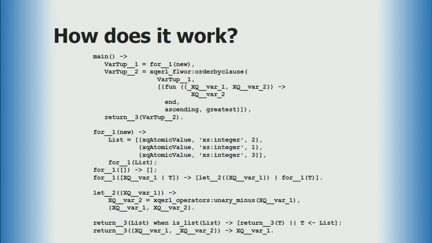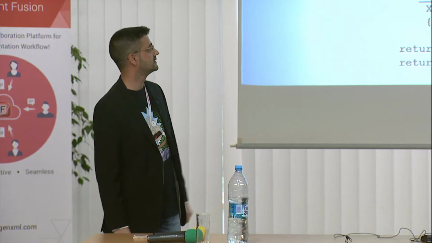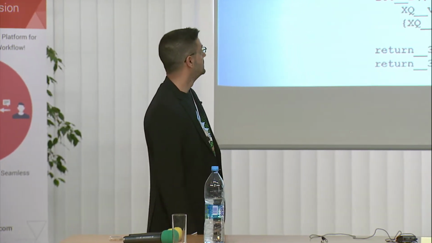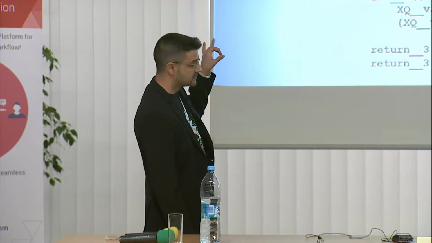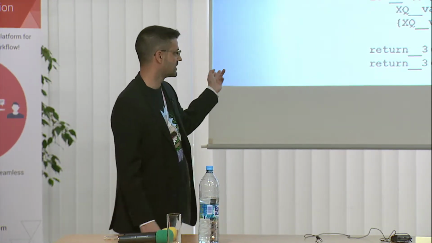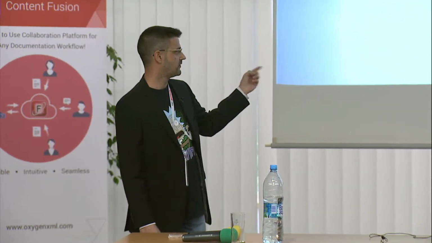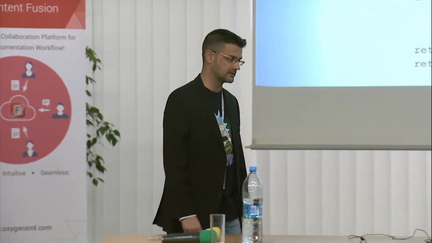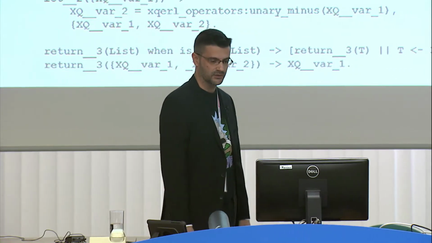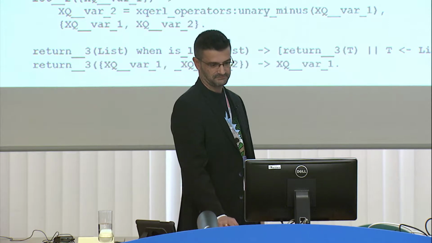pretty complex, but it uses anonymous functions. Like here I have a function that takes that variable tuple, matches it out, and says sort by the variable 2 in ascending order with empty greatest. So variable tuple 2 is now the sorted list, and then it goes through the return function, which all that does is it extracts the variable 1 out of that list, which is a lot of steps for that simple XQuery, but yeah, that's how it's done.